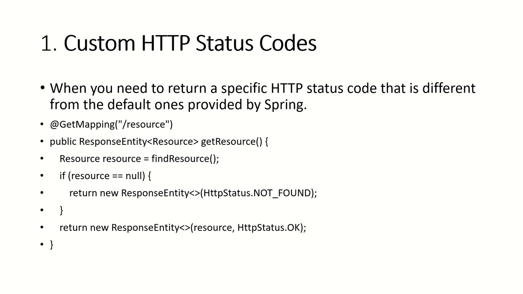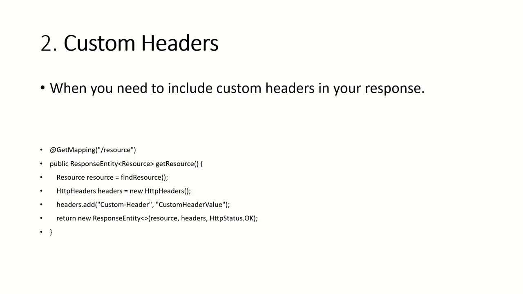So when you are sending the status codes, you should use the response entity. Going to the next slide, when you want to send custom headers, you should use the response entity. Here, let's say we are finding the resource, and then we also want to send some custom headers as a response of our API. Then we can use the response entity, where we can pass the resource as a body, header as a header, and status as a status.